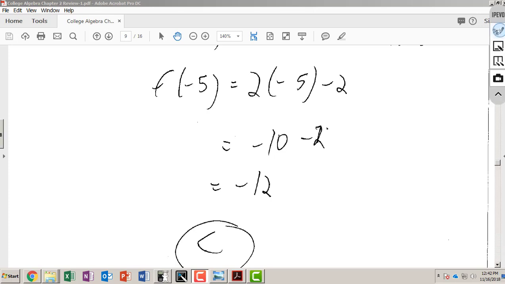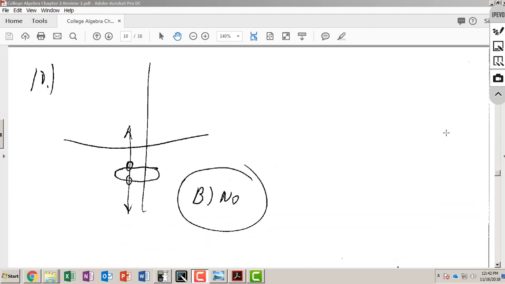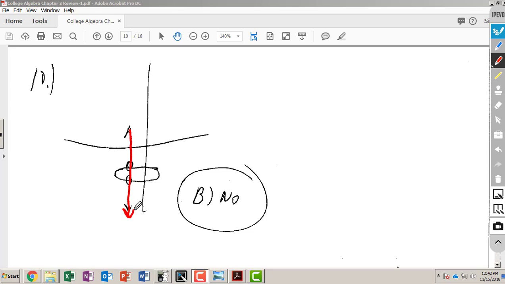Okay, on this next problem, it wants me to use the vertical line test to determine whether y is a function of x. Using your vertical line test, remember the vertical line can only intersect the shape in one place for it to be a function. If it intersects it in 2 places, then it is not. You'll notice I drew this line right here to show you that it intersects in 2 spots. Since it intersects in 2 places, the answer is no, it is not a function.